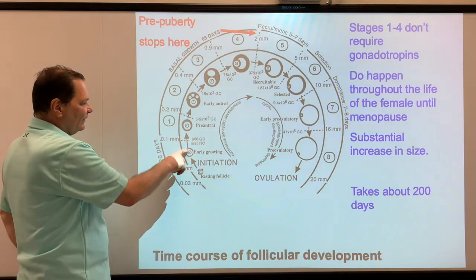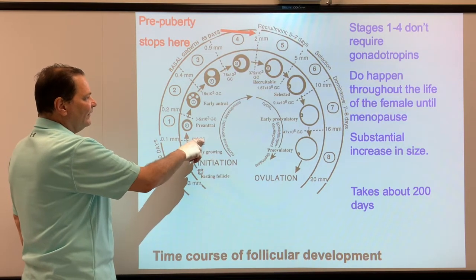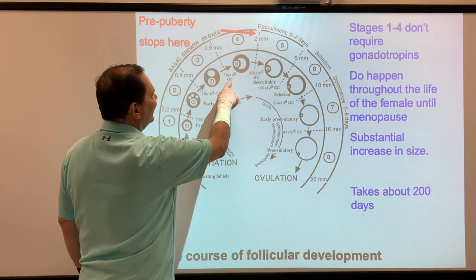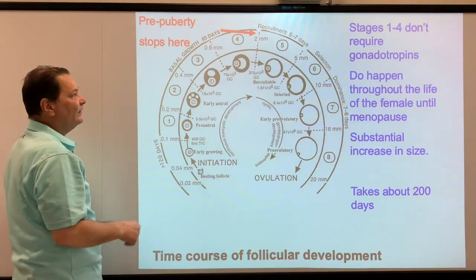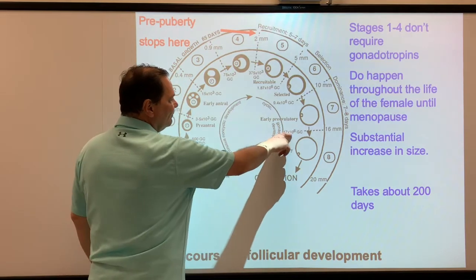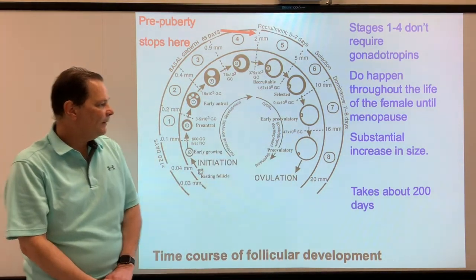We start with about 600 granulosa cells here. By the time you become a secondary oocyte, you've got 75,000 of those cells, so this has increased already quite a bit, okay? And then 47 million here in the mature follicle at stage 8.